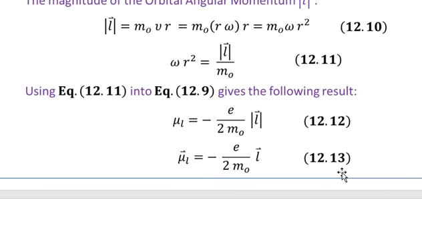So we now have two quantities which are completely known to us. One is the orbital angular momentum of the electron, both in magnitude and in vectorial form. Since this quantity is linked with mu L, the orbital magnetic moment of the electron or of the atom is also known. And one more important thing is that these two quantities are directed opposite to each other.